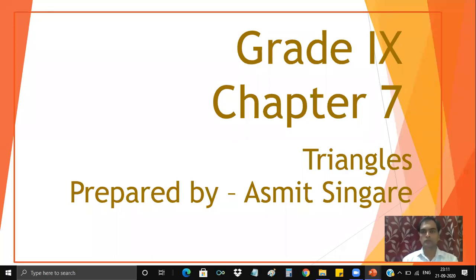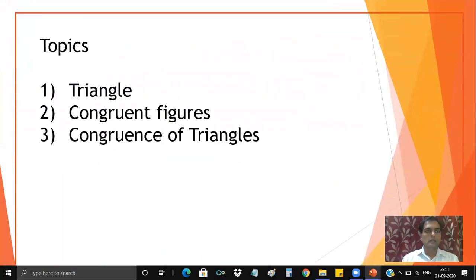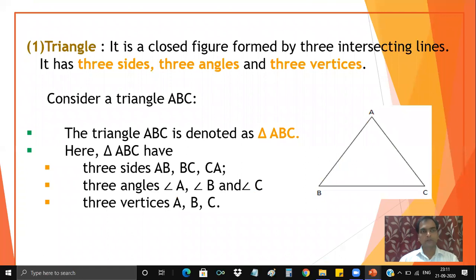Today we are going to study grade 9 chapter 7 triangles. Today's topics are first triangle, second congruent figures and third congruence of triangles. Let's see the first topic, triangle.